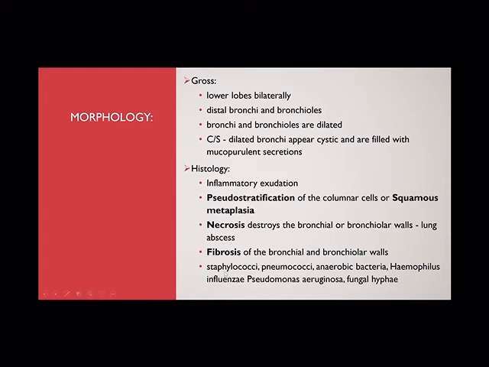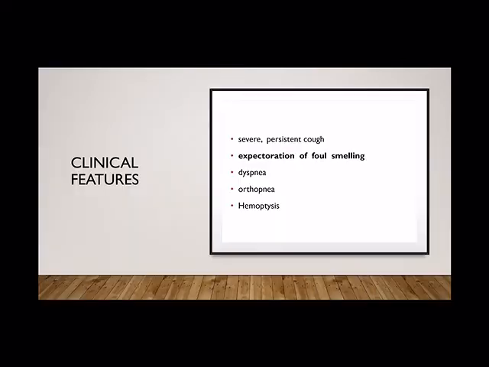And then as I already told, secondary infections are very common. Sputum will be mucopurulent. You will have staphylococci, pneumococci, Haemophilus influenzae, Pseudomonas aeruginosa, and even fungal hyphae in case of ABPA can also be seen histologically. So morphology, all you can see is the dilatation. On cross section you can see the cystic changes with mucopurulent material. Histologically, inflammation can be seen, and due to inflammation, necrosis and fibrosis can occur. And another important thing is the squamous metaplasia.